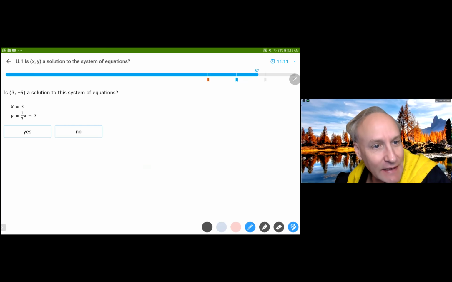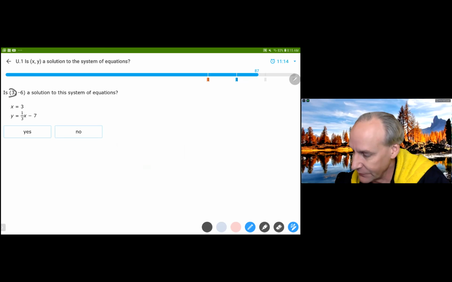Let's see. We've got x equals 3. Well, that's 3, so it's good. And then we have 1/3 of x, which is 1, isn't it? Because 1/3 of 3 is 1, and 1 minus 7 is negative 6. So it's true for both.